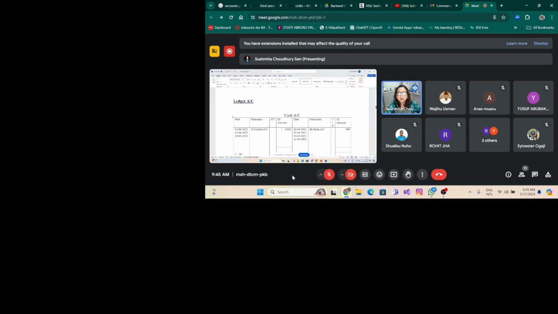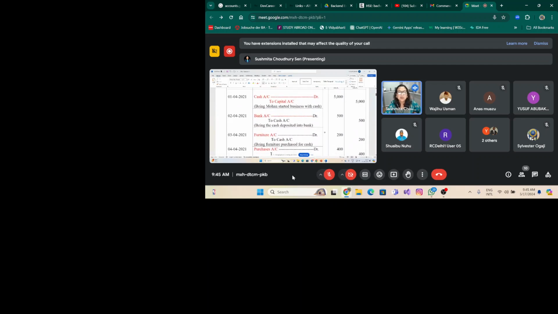So cash we are not going to write. We will see the opposite section of cash. What is mentioned there? If it is 'to', then it will be on the left side. If it is a debit, that is going to appear on the opposite side. And just like that, we will enter all the transactions where the cash is mentioned.